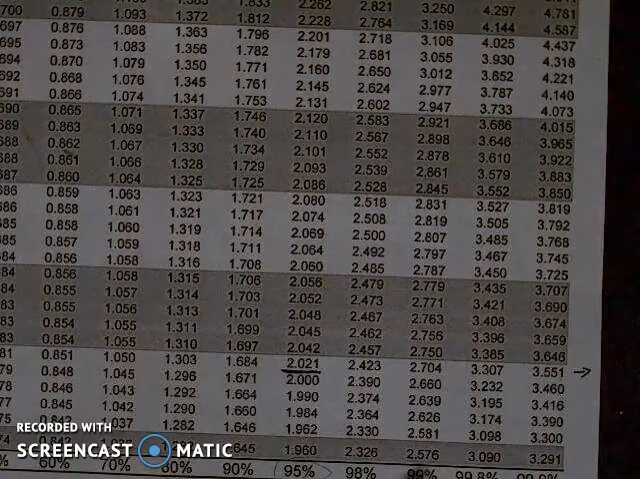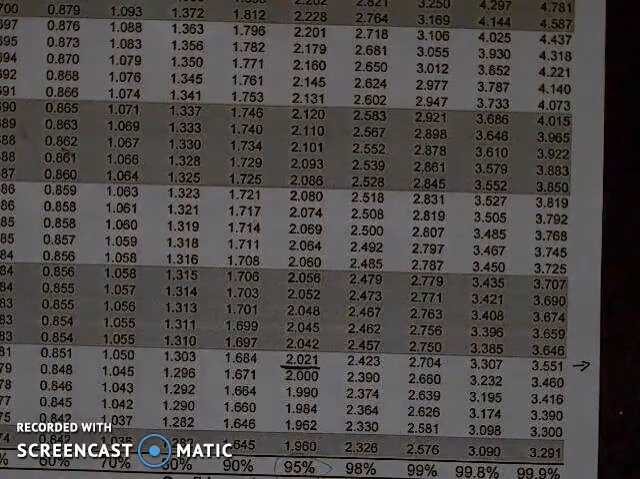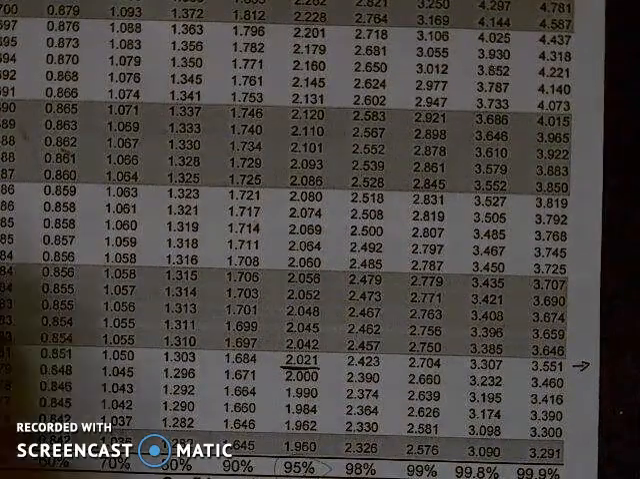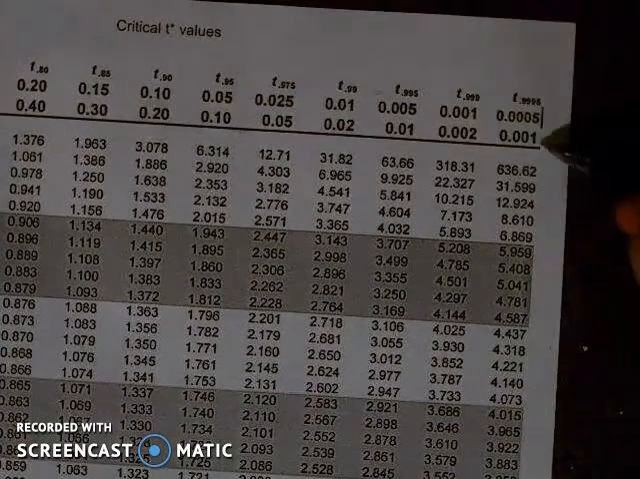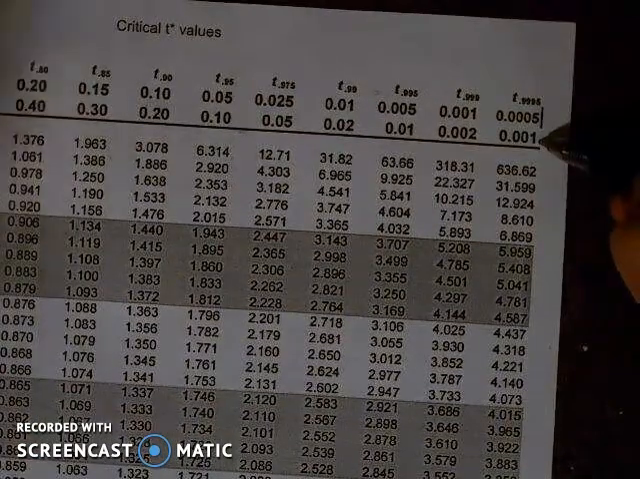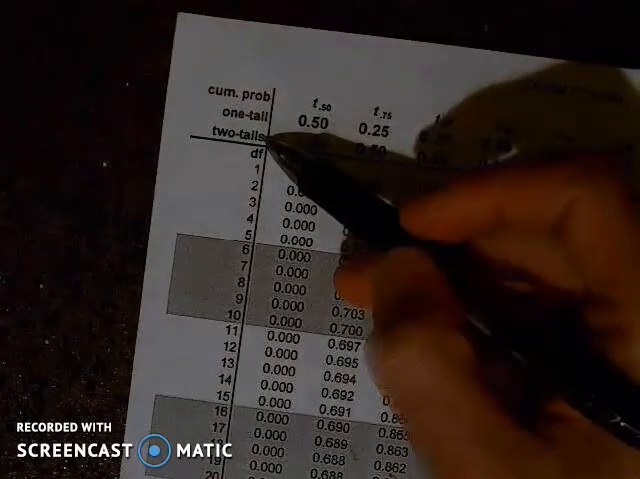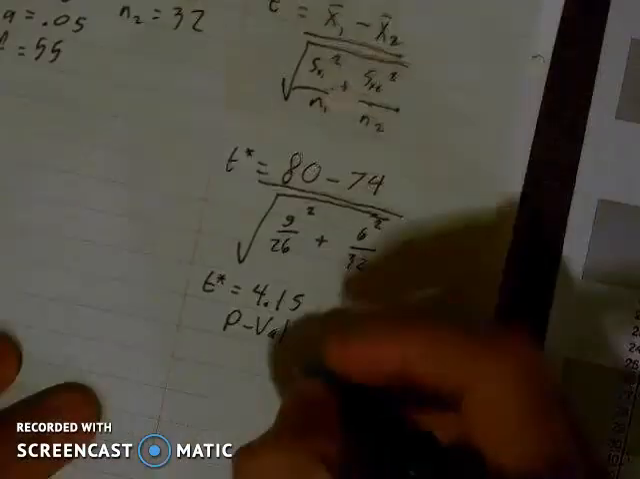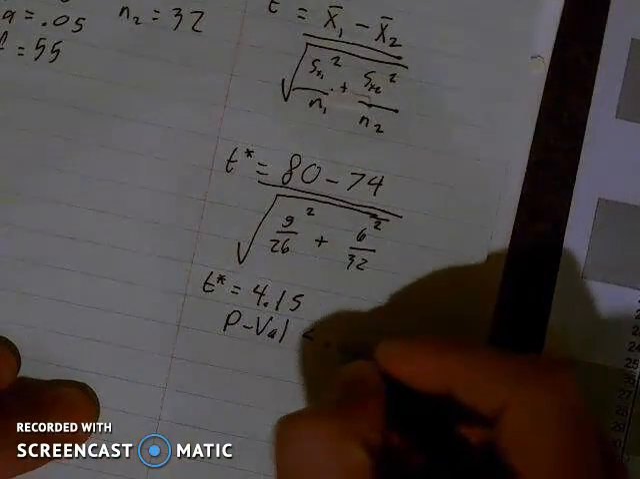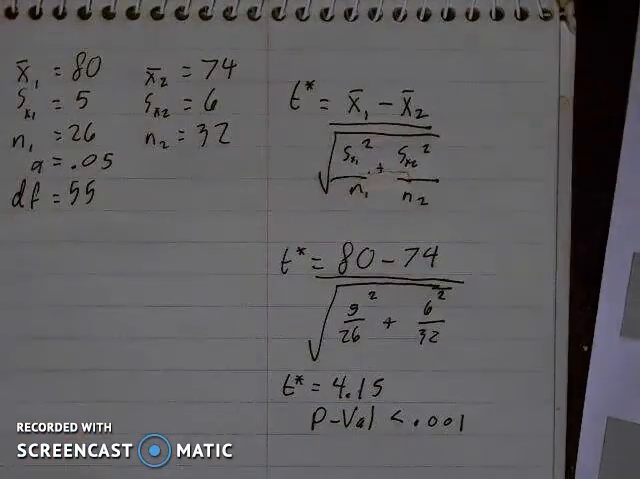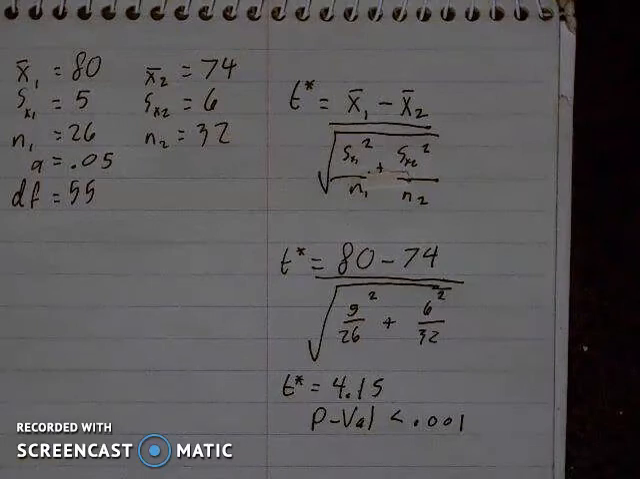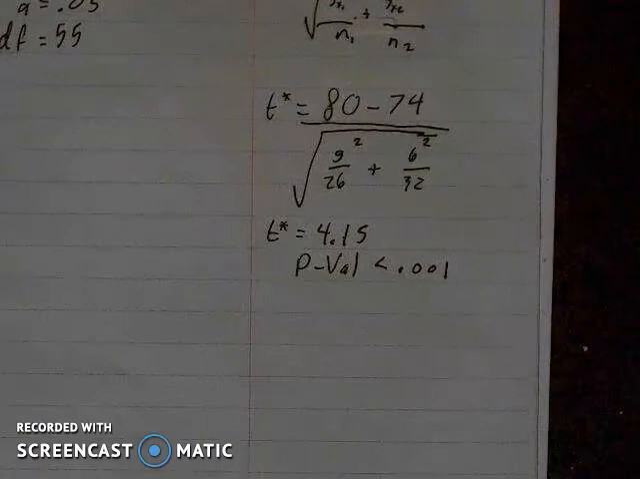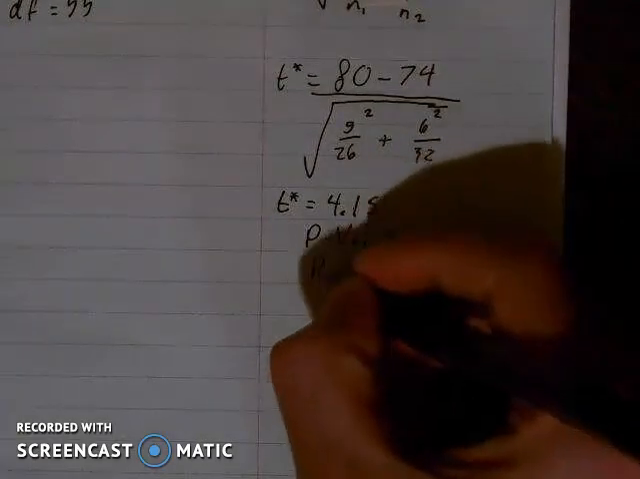So since we don't have that, we know that the p-value, well, I know it's at least less than this number, since I'm doing a two-tailed cumulative probability. So it's less than that. So I know the p-value is less than 0.001. Now, if something is less than 0.001, we can safely assume that it is also less than 0.05, so we'd still come to the conclusion that we would reject our null hypothesis from this.